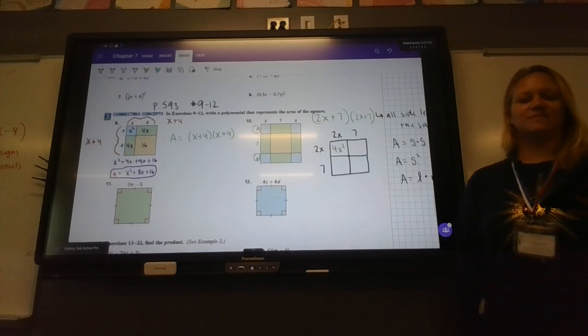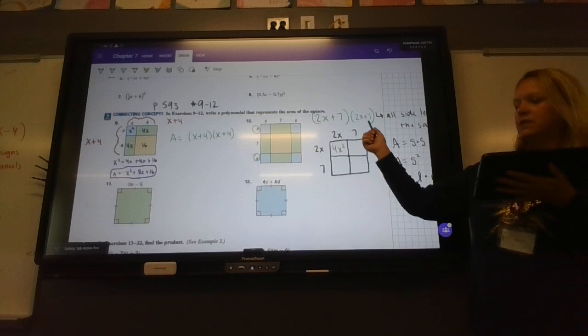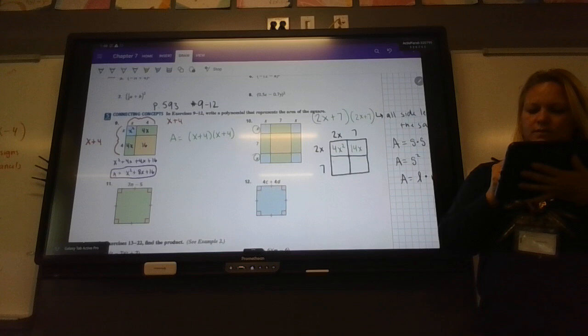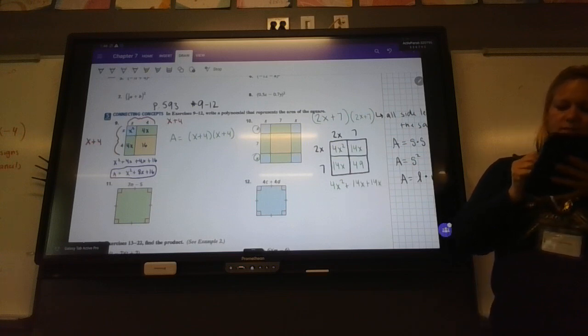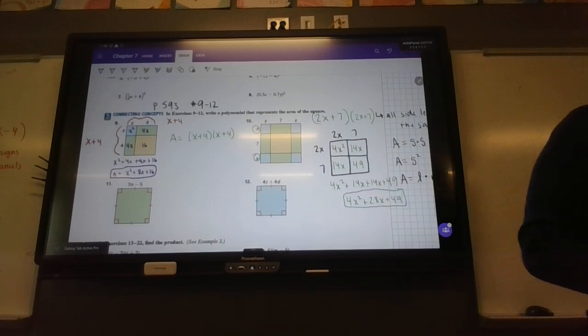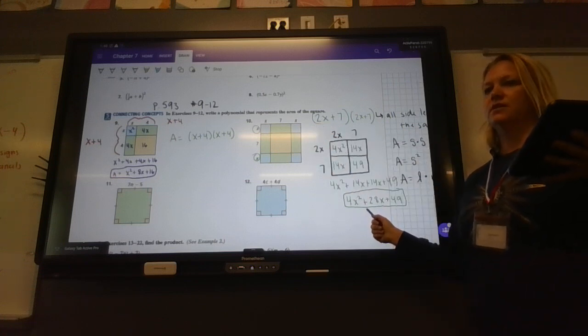Do you add or multiply? Multiply. This is all multiplication. Length times width. You got it, James. Did you finish 10?